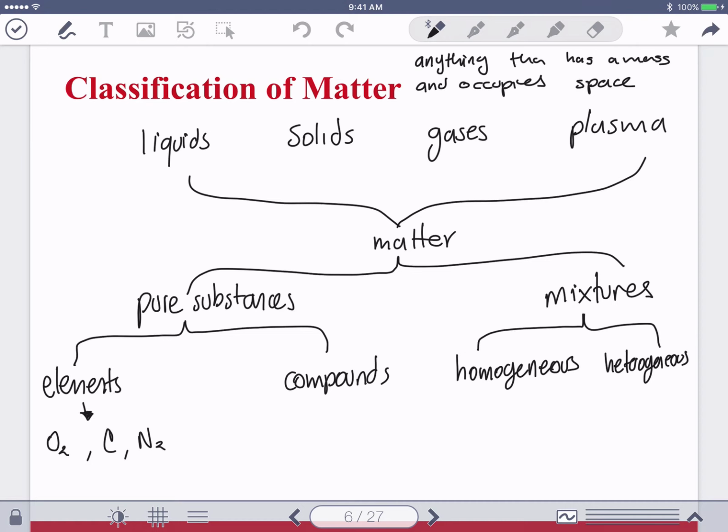Okay, and then compounds are two or more elements combined, and this is a combination through a chemical bond. We're going to talk about that later, but for now we're just going to call that a chemical bond. And they're permanently combined.